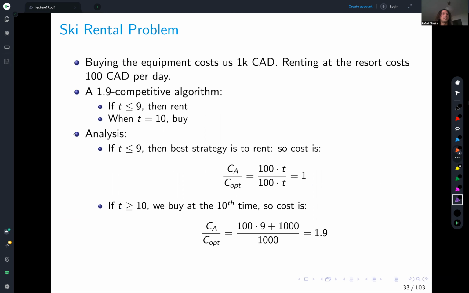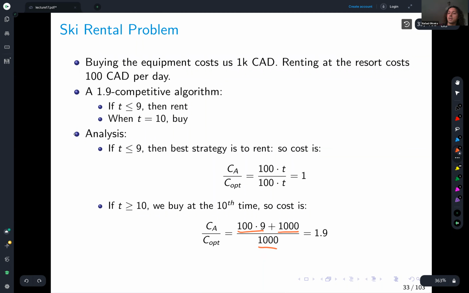Now, if T is greater than or equal to 10, and we buy at the 10th time, what is our total cost? Our total cost will be 100 times 9, because we rented the first 9 times, and then we buy, which is 1,000. But the optimum knew that we're going to go skiing over 10 times. So what is the cost of optimum? We might as well just buy the first time. Does that make sense? So for these inputs, the cost of our algorithm is at most 1.9 times the cost of optimum. Does that make sense?